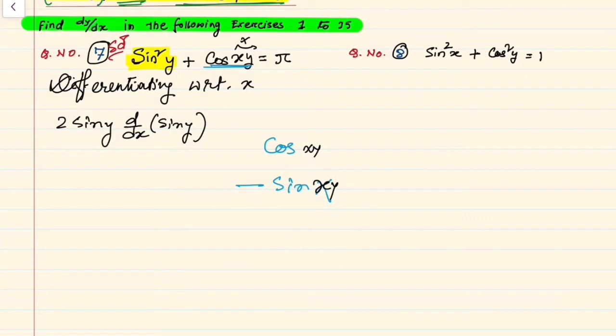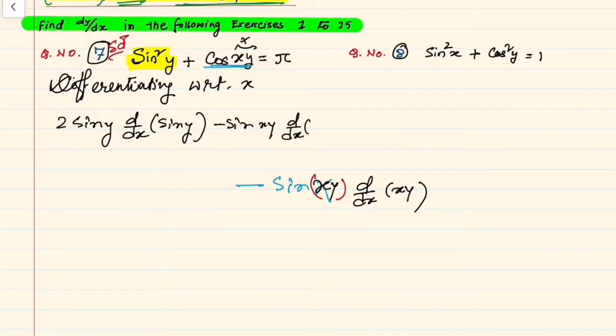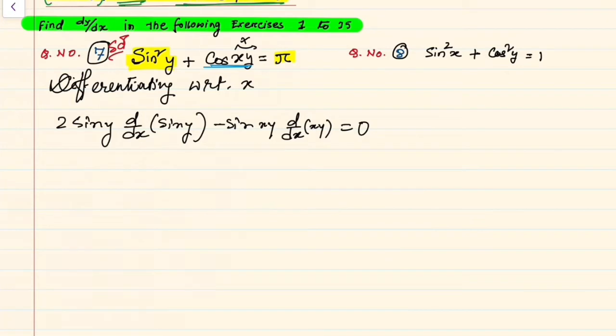So then again here you see it is a function of function, again you need to differentiate xy. Okay, so now what we can write here, minus sine xy, derivative of xy, and the derivative of pi is a constant, so it's going to be 0. Okay, so now here you see, 2 sine y and derivative of sine y.